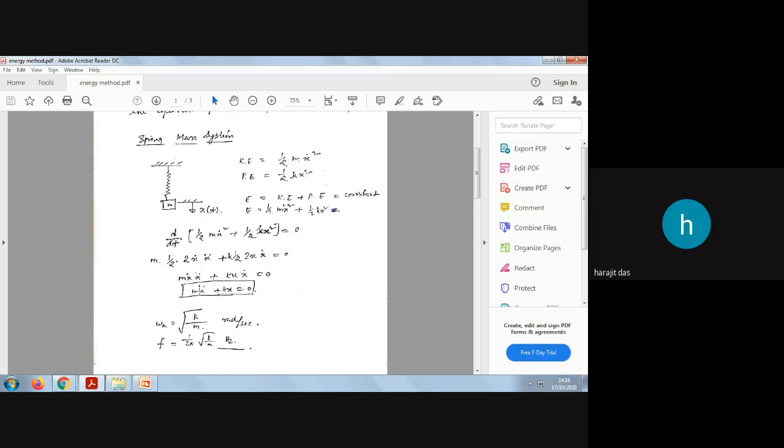This is the same equation which we got when we solved this spring mass system by applying Newton's second law of motion or D'Alembert's principle. So for this equation, what is the natural frequency? Directly we can write that the natural frequency of this simple spring mass system, a single degree of freedom undamped system, omega n will be equal to under root k by m radian per second.